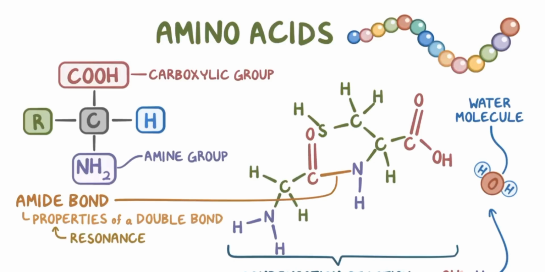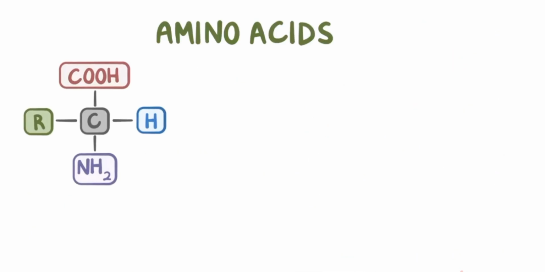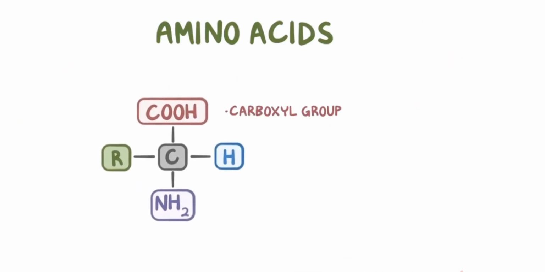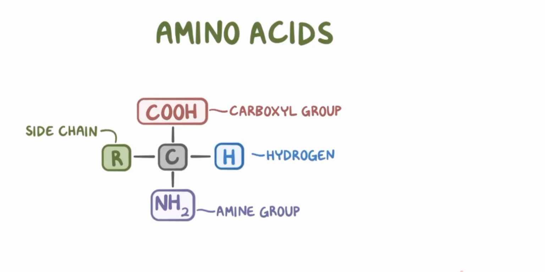Now, resonance is a property of a molecule where electrons get shared across the molecule, while keeping the arrangement of atoms the same. So amino acids are, essentially, a carboxyl group, an amine group, a side chain, and a hydrogen, all bound to an alpha carbon.